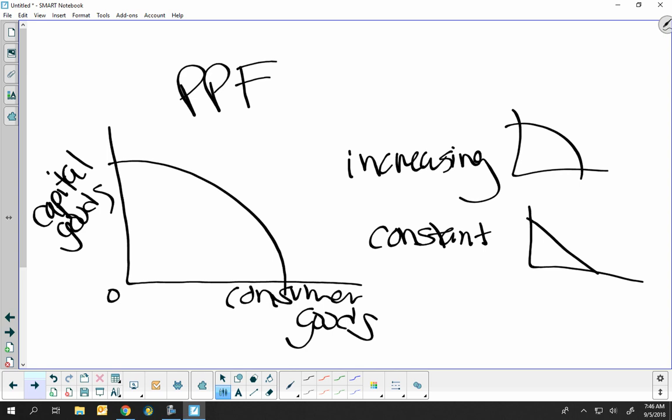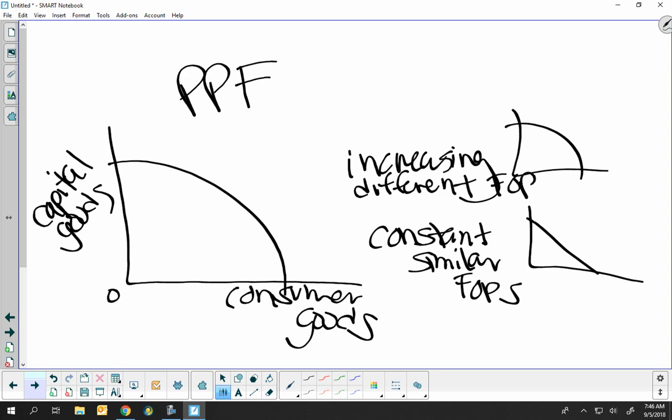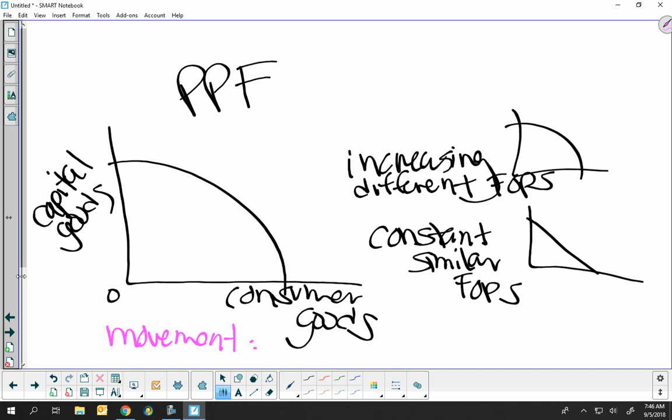Okay. The constant, similar goods, and then different goods. Yes. So the idea of a shift and a movement. If I want a movement, that is going from one point to another.